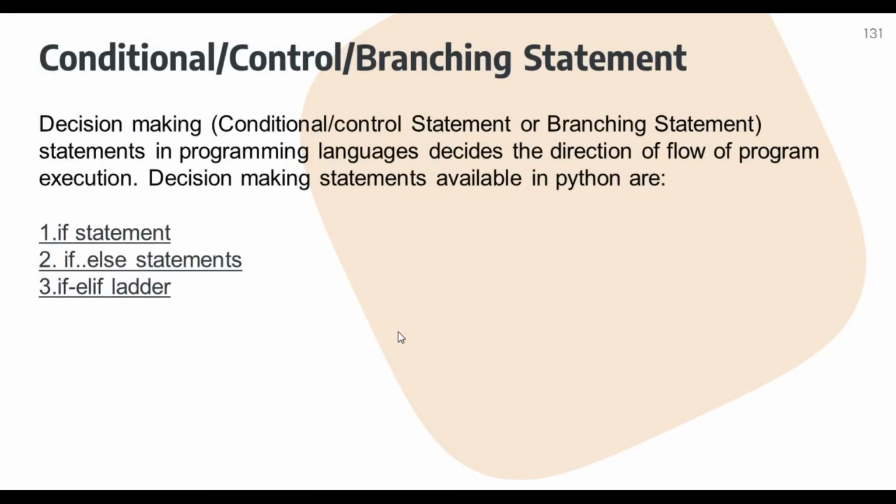So let's begin, student. First of all we have to understand what a conditional control branching statement is. Sometimes it is also known as a decision making statement. It is used in programming languages to decide the direction of flow of program execution. Sometimes it may be possible, student, that whenever we are going to print some of the content in a program, we need to skip some of the content from the program. In such a condition we will use the conditional or branching statement. These are the following types. First one, if statement. Second one, if and else statement. Third one, if elif ladder.